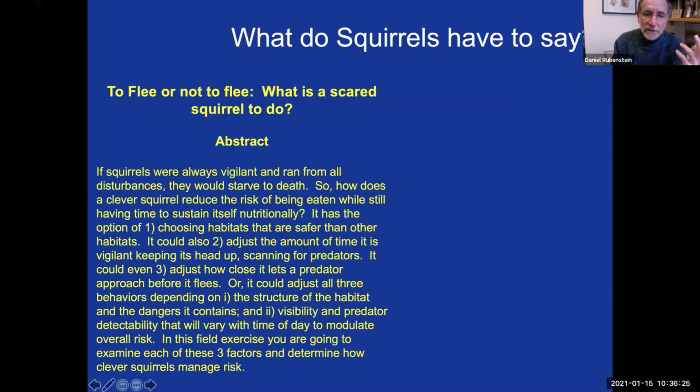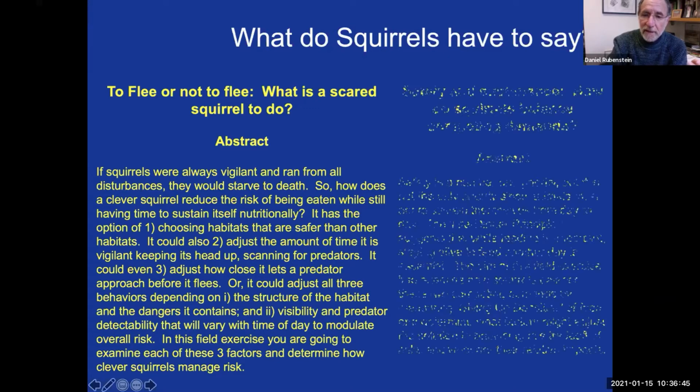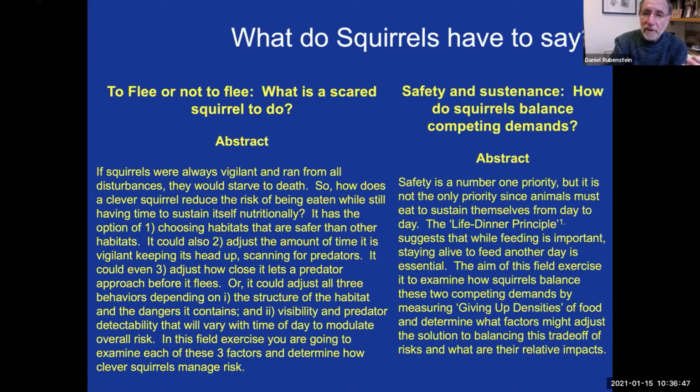It has options. Choose habitats that are safer than others. It could also adjust the amount of time it is vigilant, keeping its head up, scanning for predators, or it could even adjust how close it lets a predator approach before it flees, to not be always running away. Okay, and you could do 1, 2, or 3 of all of these, and the students had to design experiments to test this idea. The second one was less observational and more ecological, which is safety and sustenance.